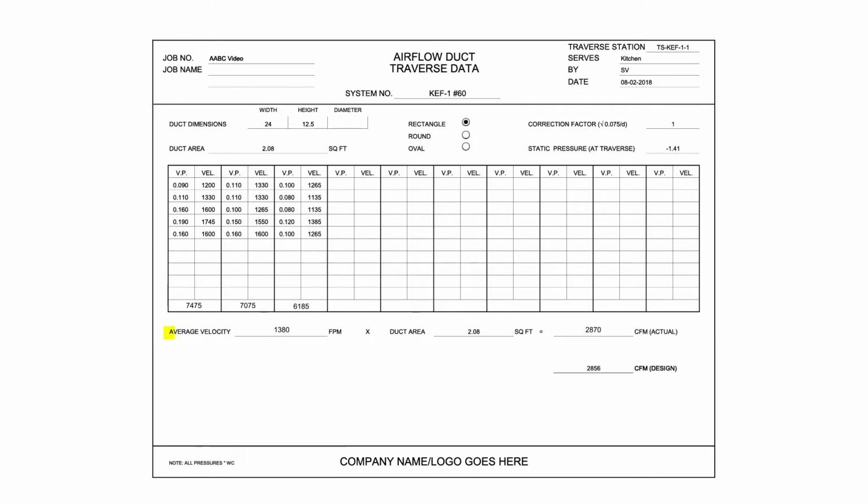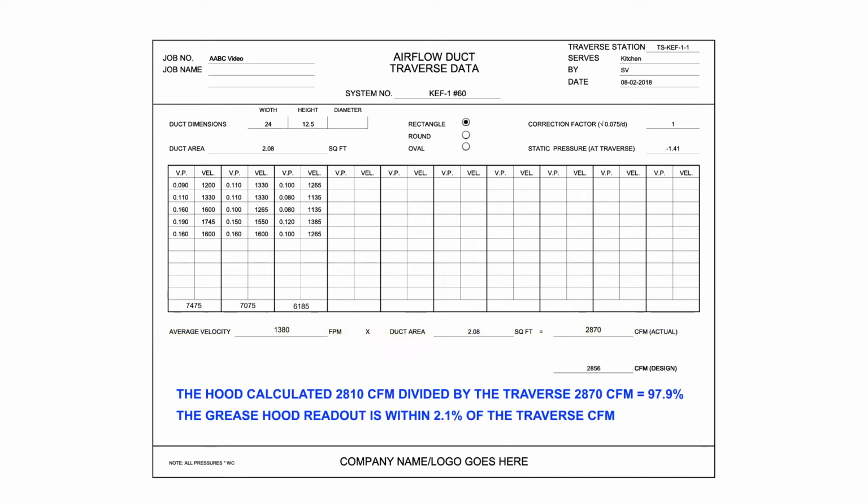The average velocity 1,380 fpm times duct area 2.08 equals 2,870 CFM. The hood calculated 2,810 CFM divided by the traverse 2,870 CFM equals 97.9%. The grease hood readout is within 2.1% of the traverse CFM.